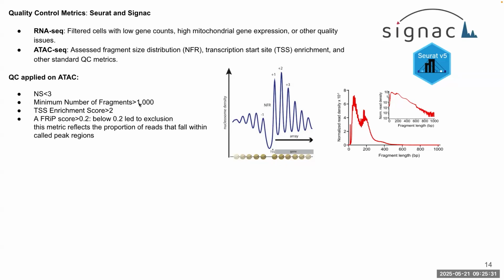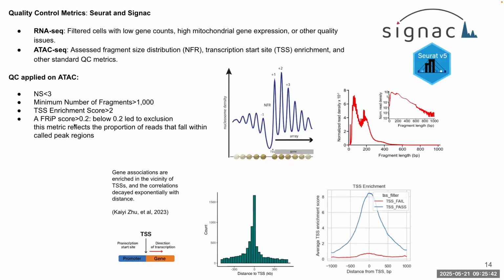So in this case, they apply a number of fragments less than 1,000. And also they apply transcription start sites that we are talking about. But this is a measure that can be translated into an enrichment score. So I'm going to go back a bit to the vocabulary of concepts. We have the transcription start site.